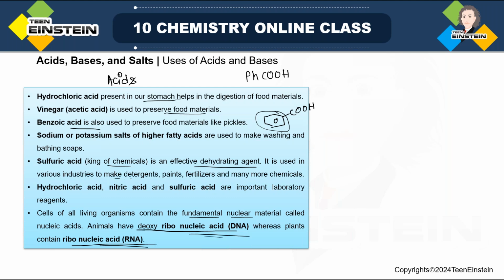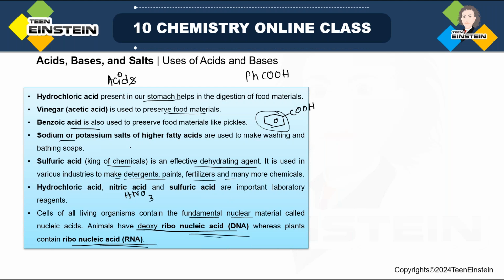It is used in various industries to make detergents, paints, fertilizers, and many more chemicals. So these are the applications. Hydrochloric acid, nitric acid HNO3, and sulfuric acid H2SO4 are also important laboratory reagents. In any laboratory, even if it is very simple and low grade, there are some basic chemicals that are always present. You will always see this type of acid in any laboratory.